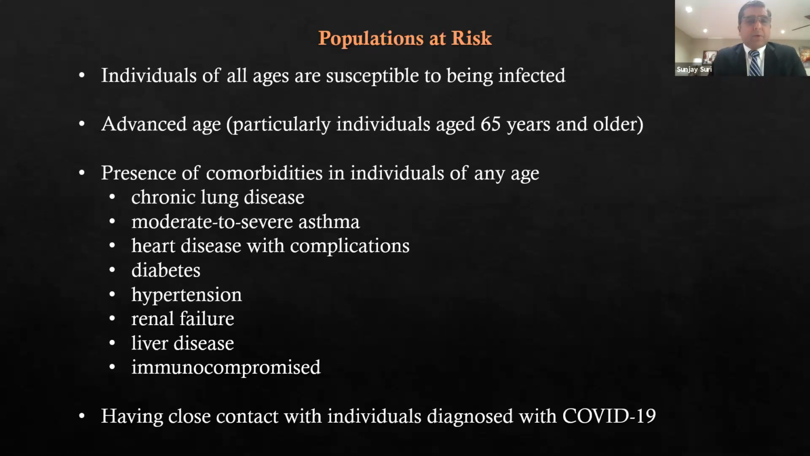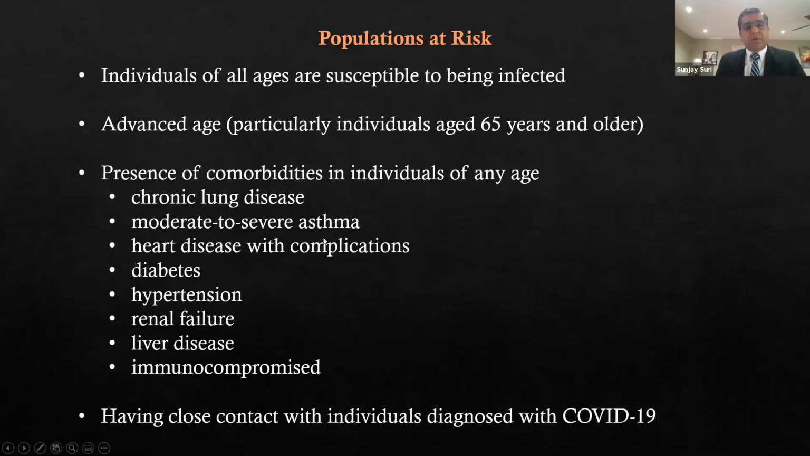Who are the people that are most at risk? So individuals pretty much at all ages are susceptible to being infected, but advanced age, people who are 65 years of age and older, especially that group of our community, is at greater risk of developing more serious viral disease. The presence of comorbidities in individuals of any age can also make them more at risk of getting infected with this virus. This includes some which are documented over here. More are coming to light as the experience with this virus continues on.